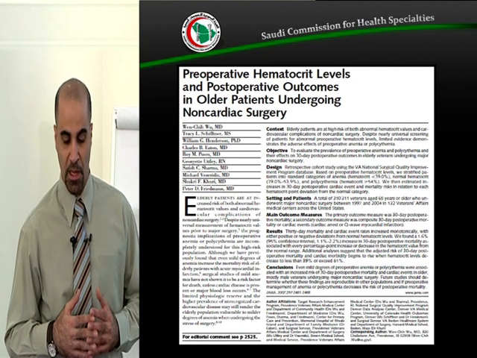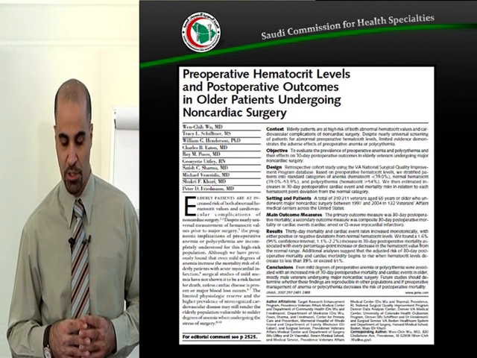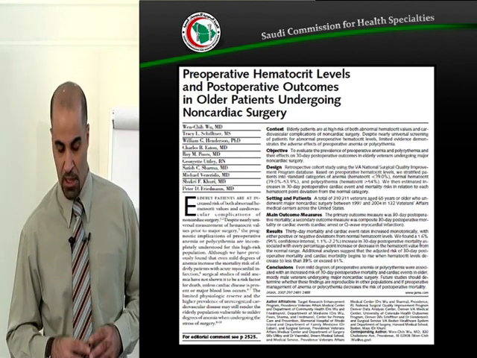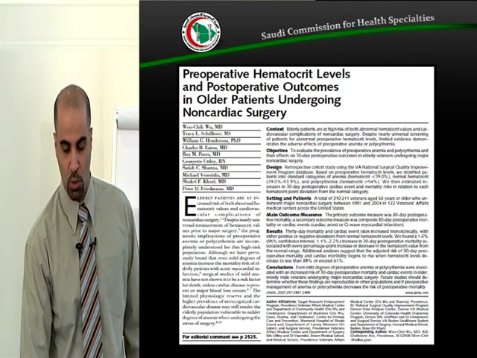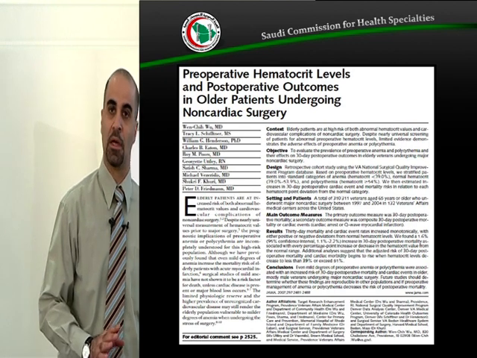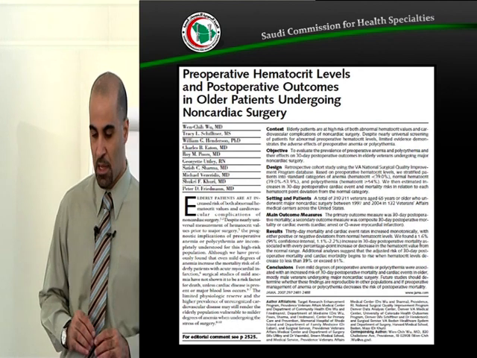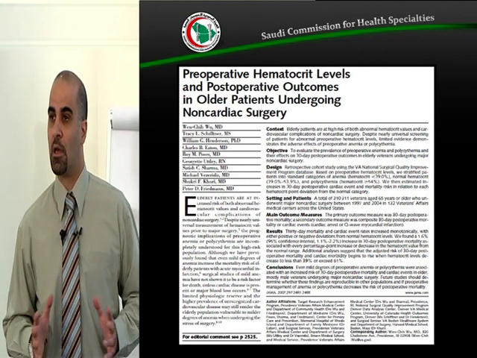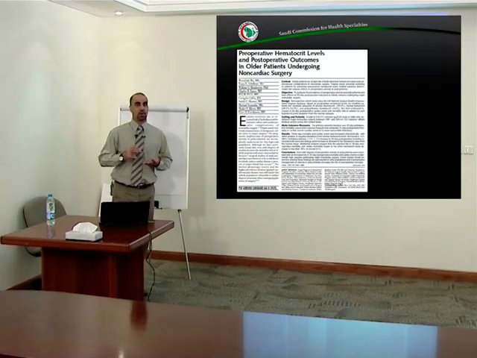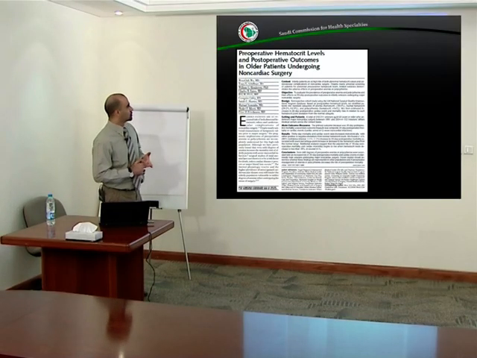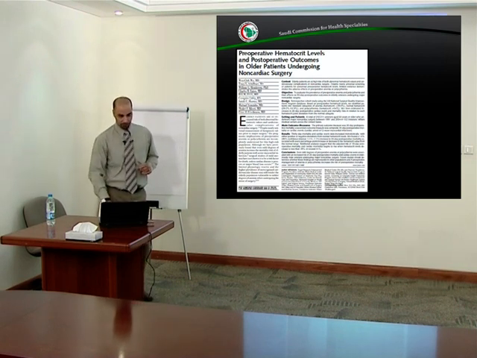It's called Preoperative Hematocrit Levels and Postoperative Outcomes in Older Patients Undergoing Non-Cardiac Surgery. This paper was published in JAMA, and these are the co-authors. So apart from the clinical aspect of the paper, I would like to address the different common parts that are included in any paper, such as the title, the authors, the journal, the publication, the abstract, and so on and so forth. So I will take each one by itself.